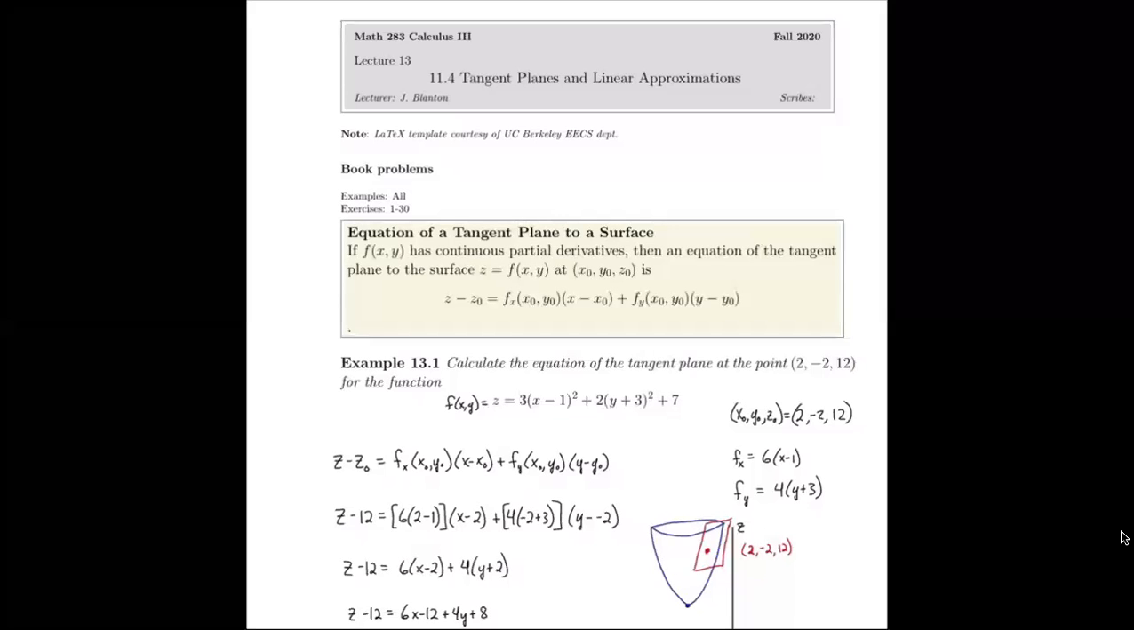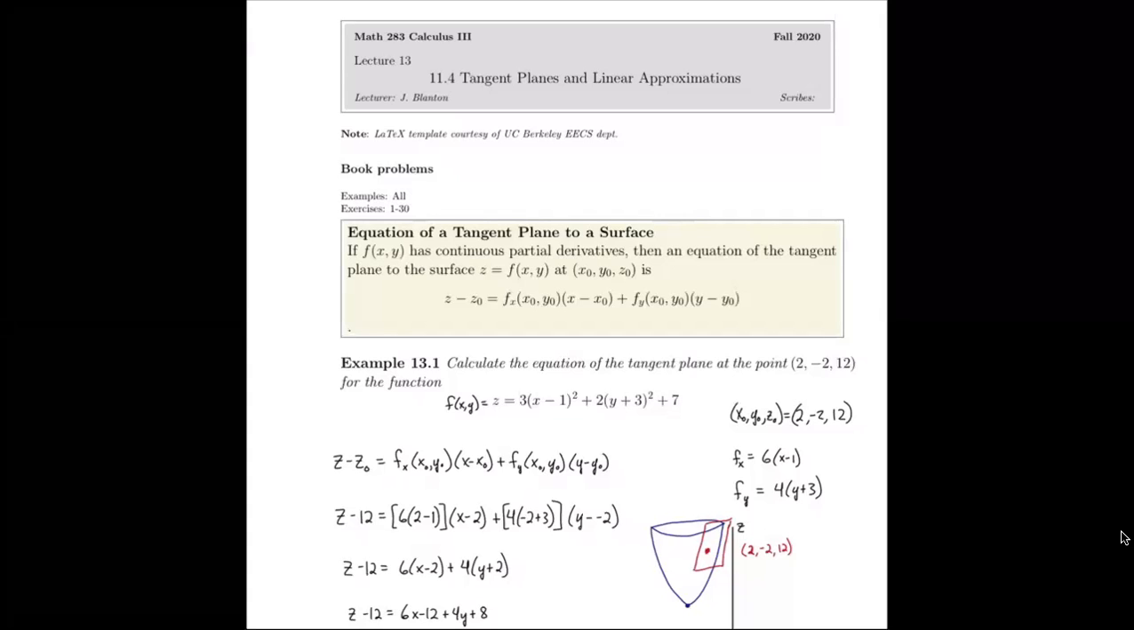Section 11.4 is tangent planes and linear approximations. And this will be very similar to linear approximations for functions y equals f of x, or single variable functions, where we talked about tangent lines. So all the analogies or analogs that we could think of here will come to bear, and we'll even see a few diagrams of this situation as well.